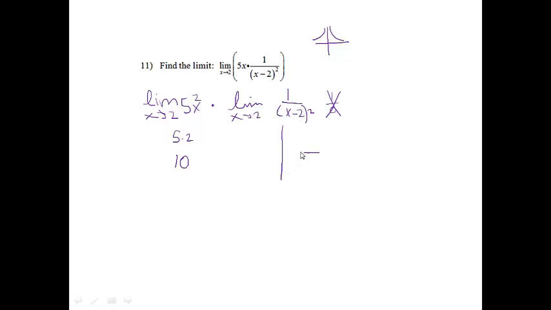So the graph of 1 over (x minus 2) squared is going to have an asymptote at x equals 2, and then my graph will look something like that. So as I am approaching 2, as I'm coming in from the right and as I'm coming in from the left, I notice that I'm getting the same value of infinity. So the limit as x approaches 2 of that part is infinity. So now I'll just multiply my two answers together. 10 times infinity is infinity. So that is my limit.